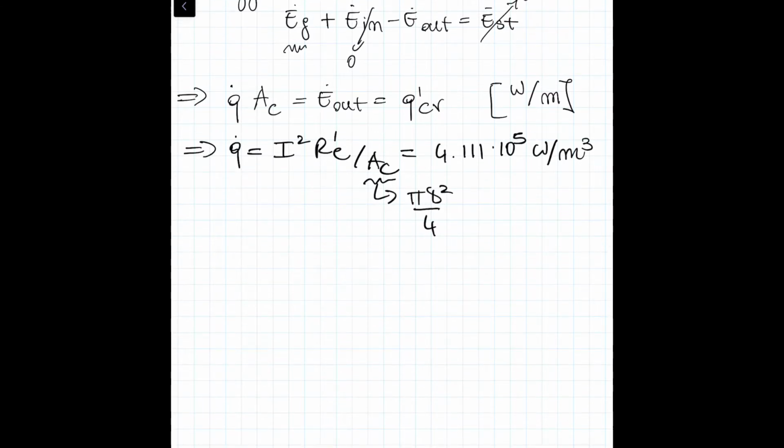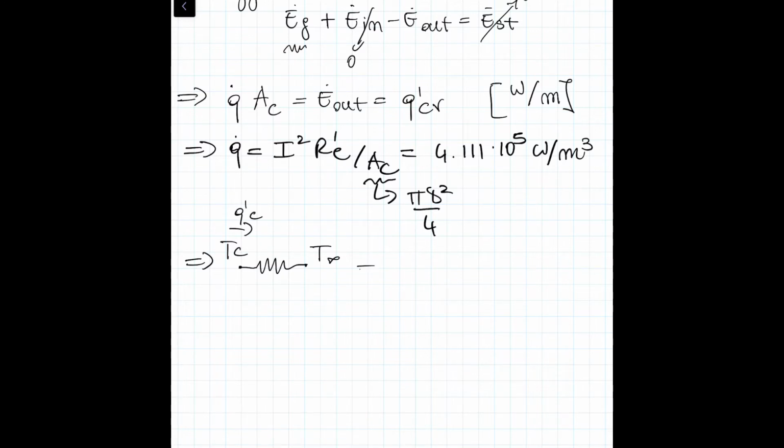Let's now find the convection term. Well, this is not as obvious as it seems. Let me draw the thermal circuit we're looking at. We have the conductor temperature inside, then we have a resistance, which is due to convection, and we have the air temperature. The heat flux is going this way.